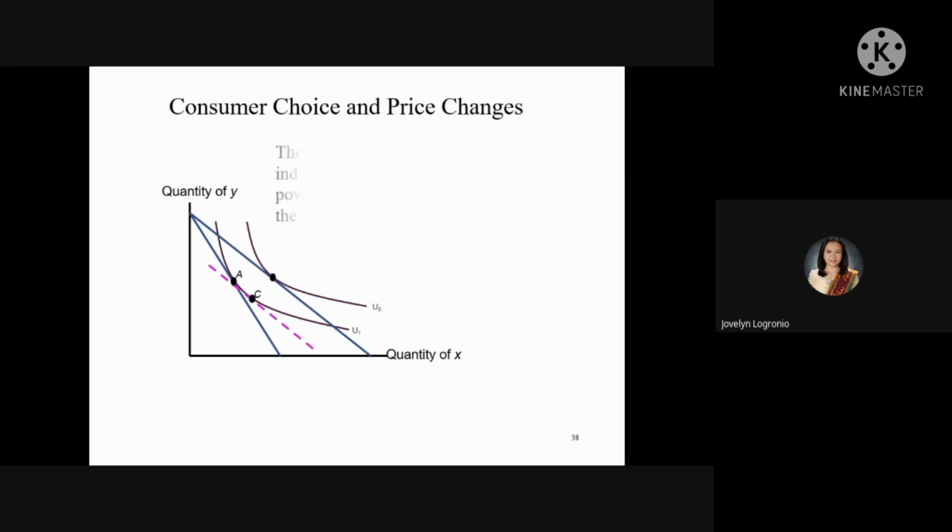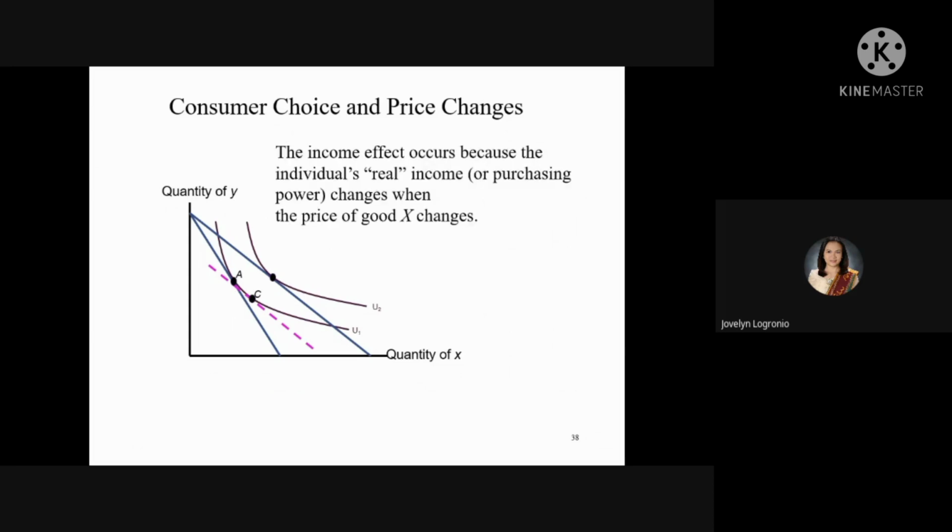Okay, how about the income effect? The income effect occurs because the individual's real income or purchasing power changes when the price of good X falls. Because good X is now cheaper, the real income of the consumer increases, or the consumer now can buy more quantity of good X because its price decreases.